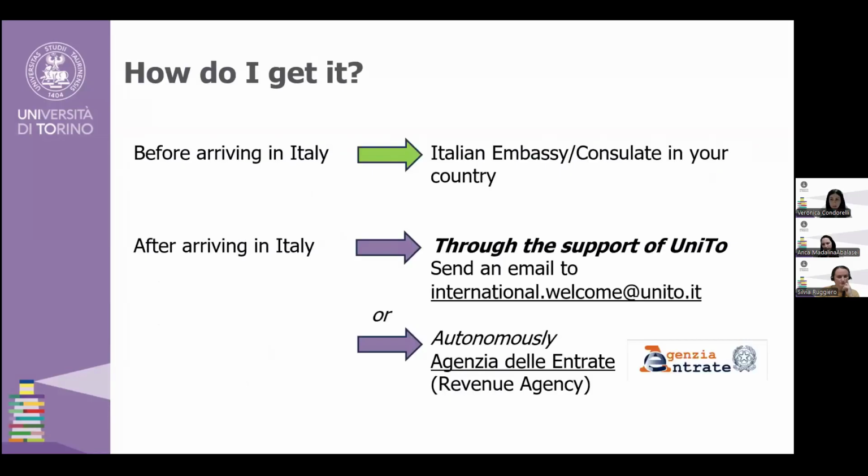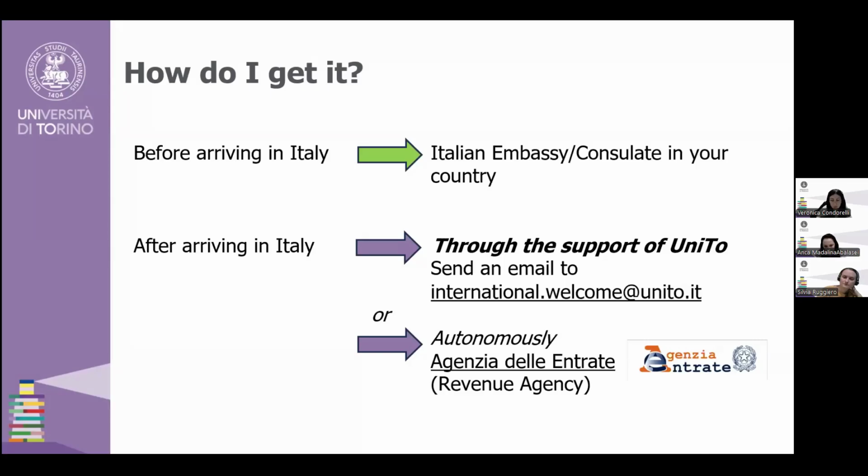So you have three options if you want to get it. When you are still in your country, you can try to apply for it at the Italian diplomatic authorities, so at the Italian embassy or consulate. When you arrive here in Italy, you can contact our office, so you just need to send us an email, and this is our email address, international.welcome@unito.it. You tell us that you are an international student and that you need a tax code. As an alternative, you can go directly to the Agenzia delle Entrate, the revenue agency headquarters here in Torino, because please bear in mind that we do not generate the tax codes ourselves, the revenue agency does.